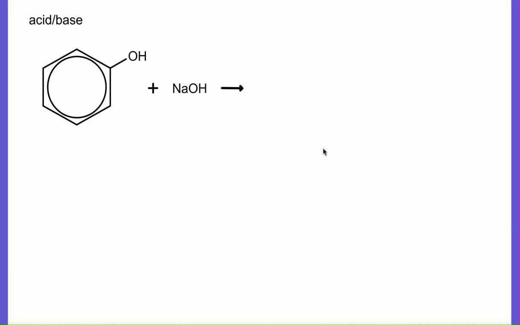The next reaction for the chapter is an acid-base reaction, and this only works for our phenols, right? So primary, secondary, tertiary alcohols don't do this. They are not weakly acidic like the phenol is weakly acidic. So if I have a phenol, which I have up here, it can react with a base, right? Just like any other acid-base reaction. And we've done this before, so it should be somewhat familiar, right?